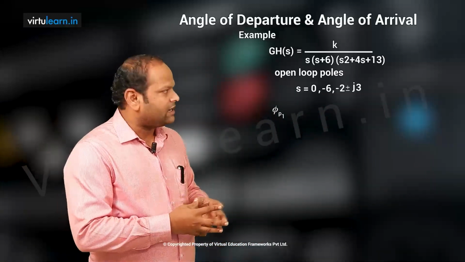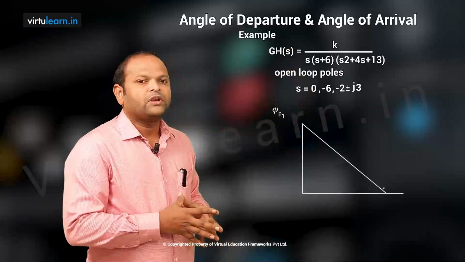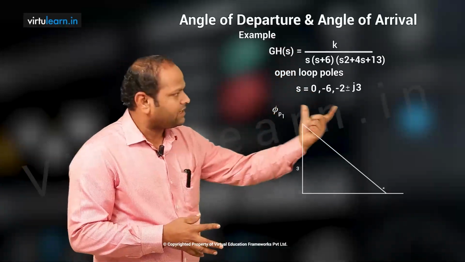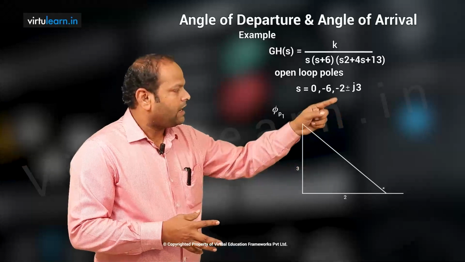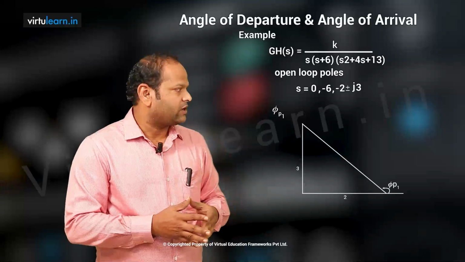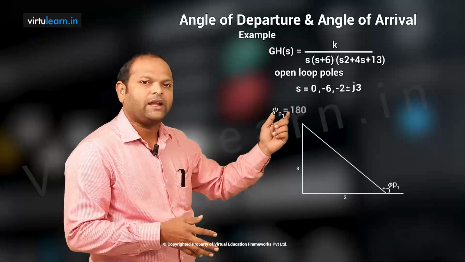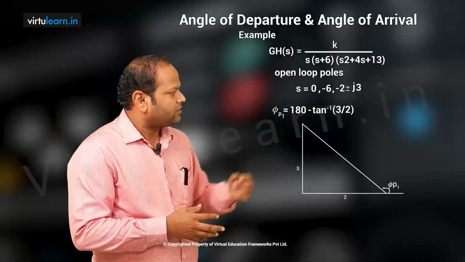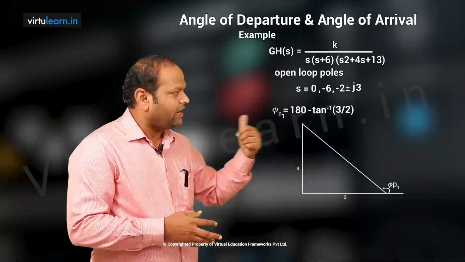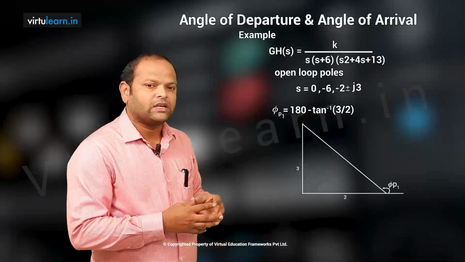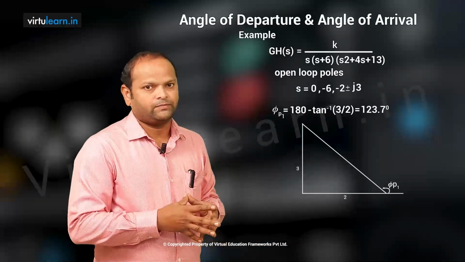To get phi p1, let us take this triangle. What is this triangle? This length is 3 and this length is 2. And 180 minus that angle will be phi p1. So we can write phi p1 is equal to 180 minus tan inverse of 3 by 2. So tan inverse of 3 by 2, 180 minus this, gives us phi p1 as 123.7.